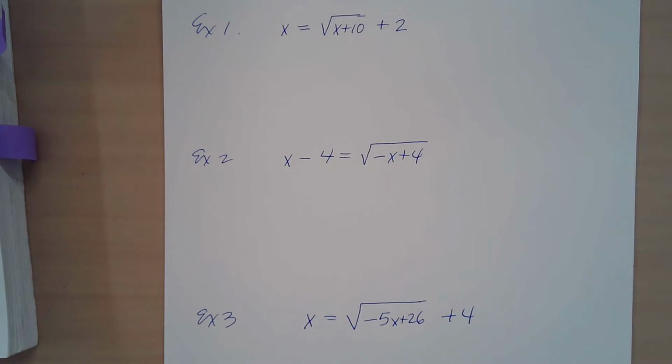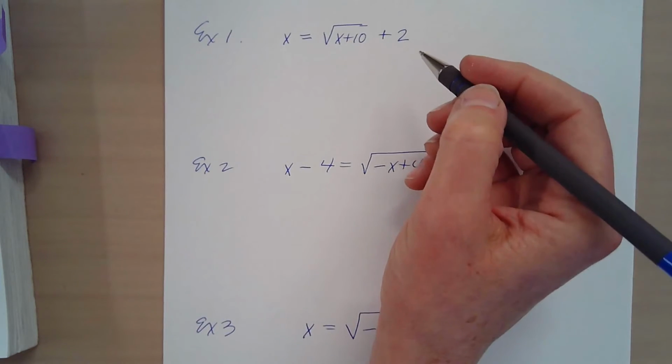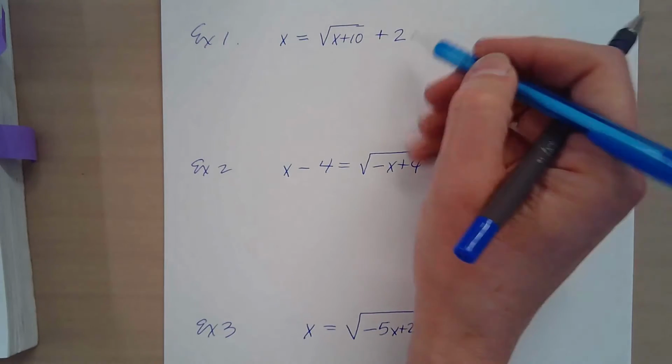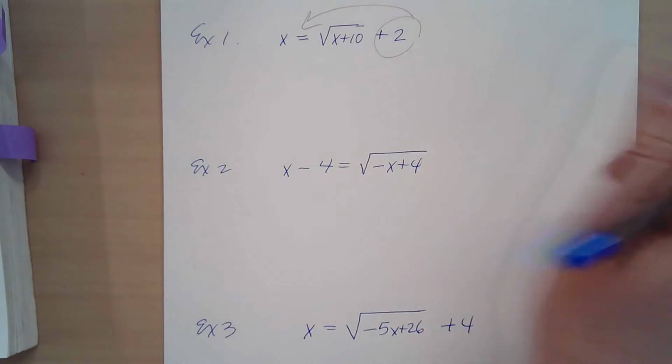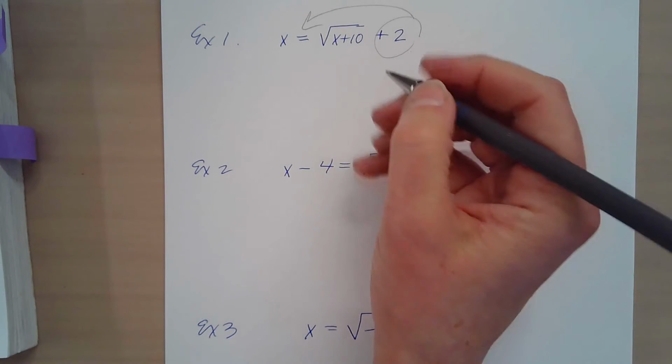I'll take a look at the first one. Everyone seems to have at least gone through the first one. So for the first one, what's the first step you would do with the first example? Move the 2 over, right? It's much easier to do that way.